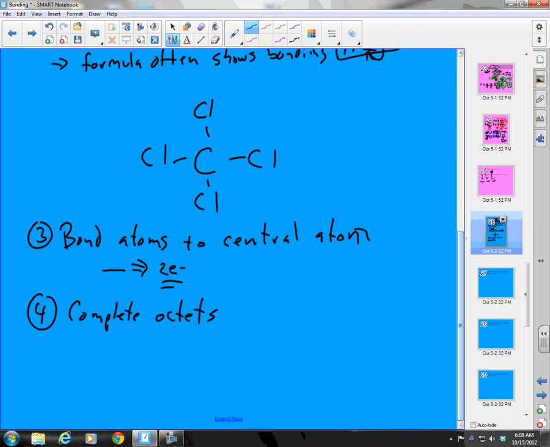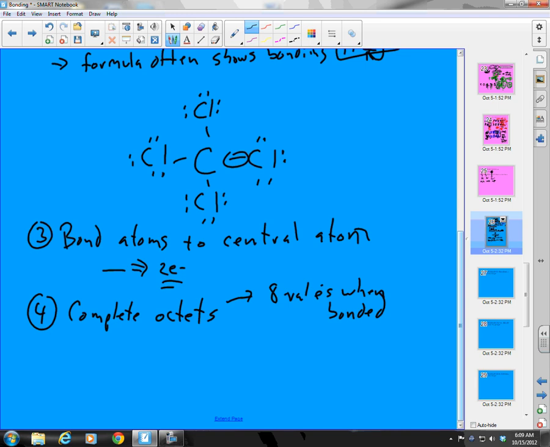Remember our octets? We said we're going to assume most atoms want to have 8 valence electrons when bonded. So we want to make sure each atom has 8 valence electrons. And remember, this line means there are 2, right? That's 2 electrons. So 2, 3, 4, 5, 6, 7, 8. 2, 3, 4, 5, 6, 7, 8.